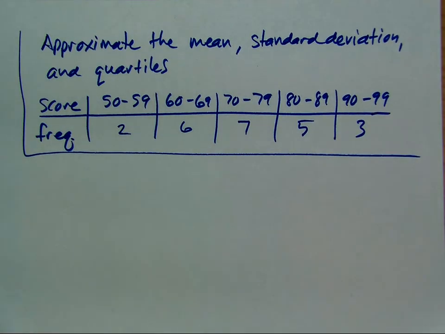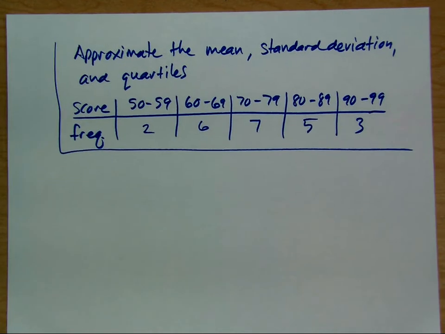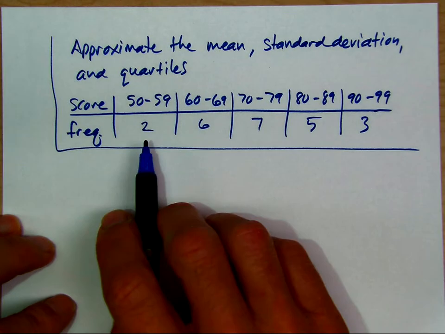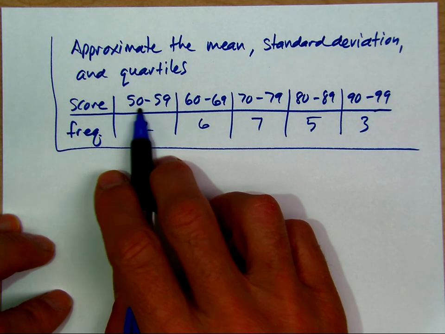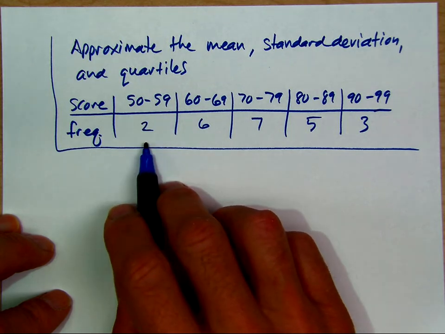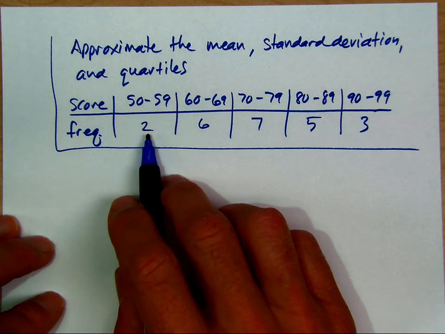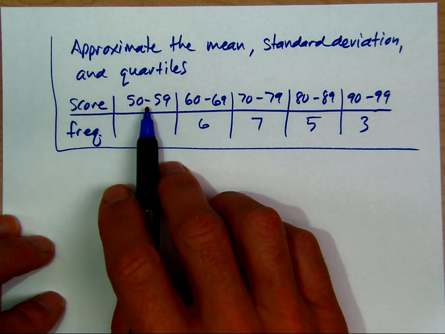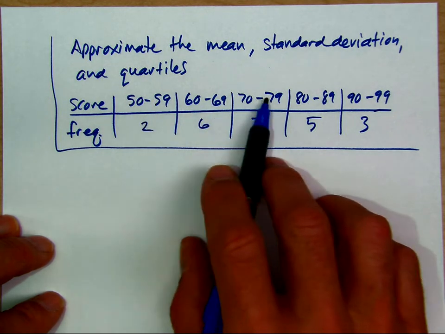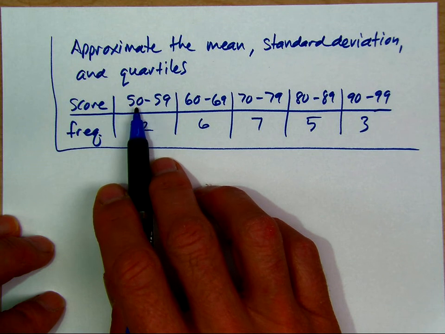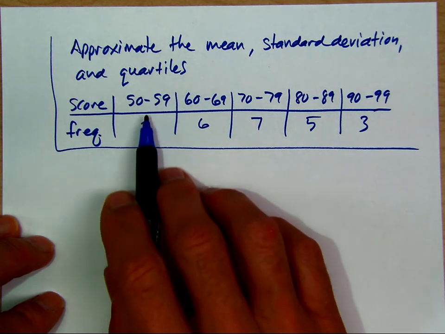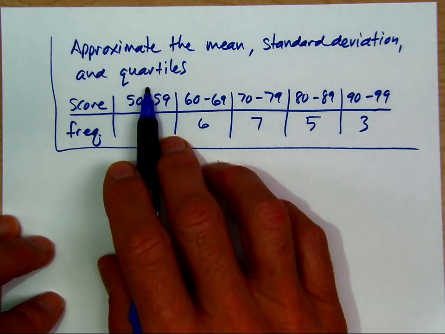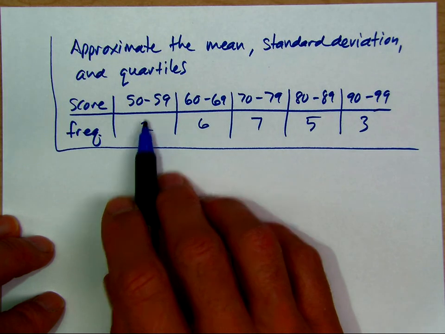And this requires a little practice just because we know there's two scores somewhere between 50 and 59, but we don't know what they are. So that means we wouldn't be able to find the exact mean or standard deviation or the quartiles. We have to approximate everything. So what we do is find the mid-interval value for each of these, and that can just be 50 plus 59 divided by 2, 60 plus 69 divided by 2, and we'll just say for this one we'll have 54.5, and we'll just assume that we have two scores at 54.5.